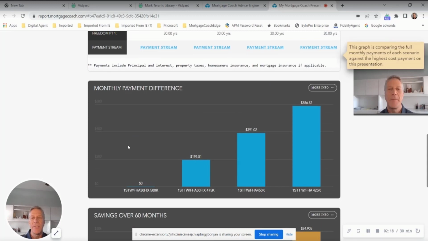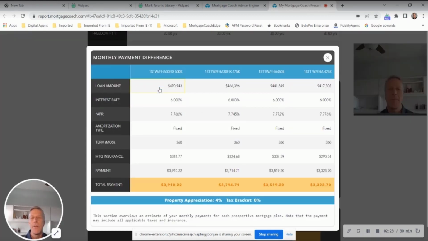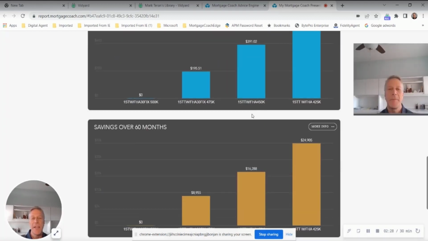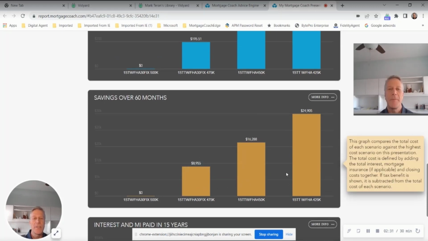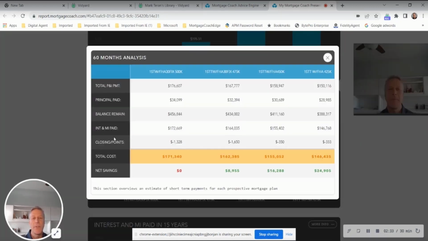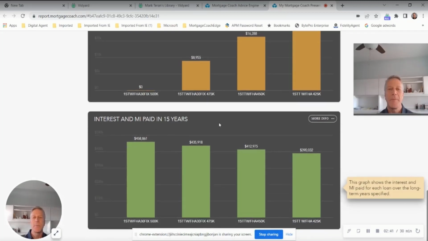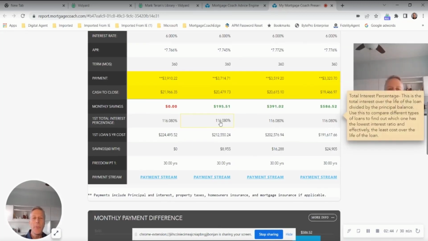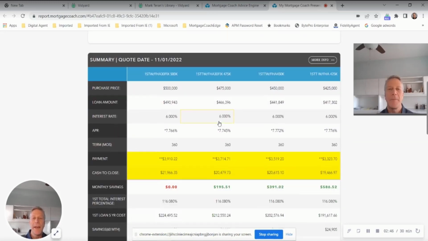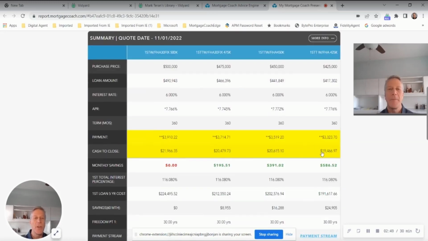She could scroll down here and see the monthly payment difference at each option and click on the more info and get some more cool, interesting facts about it. Savings over 60 months, so she can see how much she can save on the various options and what it does to her loan balance over a 5-year period. Here is interest paid over 15 years. But most importantly, we will look at total monthly payment, total cash to close, and above that 4th column is a more info tab that I'll instruct her to click on.